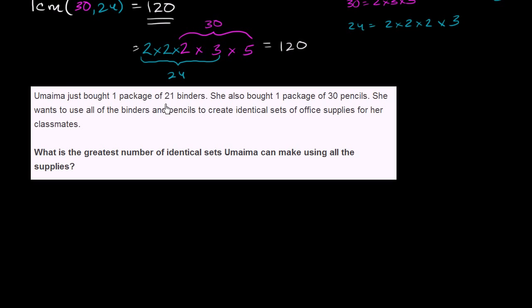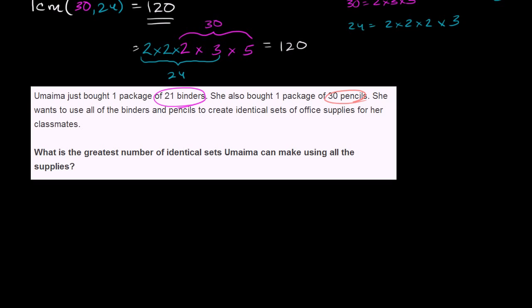Now let's do one more of these. Umama just bought one package of 21 binders. Let me write that number down, 21 binders. She also bought a package of 30 pencils. She wants to use all of the binders and pencils to create identical sets of office supplies for her classmates. What is the greatest number of identical sets Umama can make using all of the supplies? The fact that we're talking about greatest is a clue that it's probably going to be dealing with greatest common divisors. And it's also dealing with dividing these things.